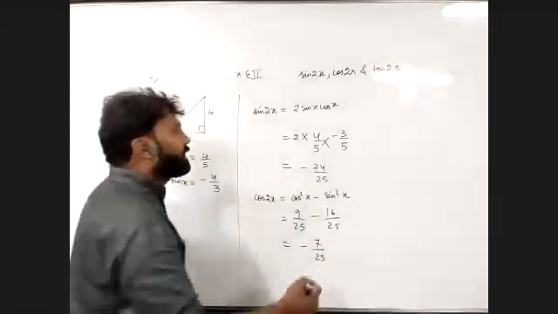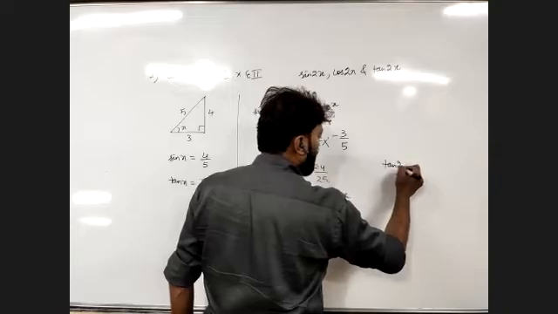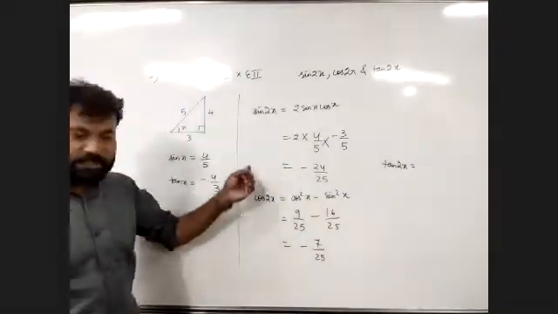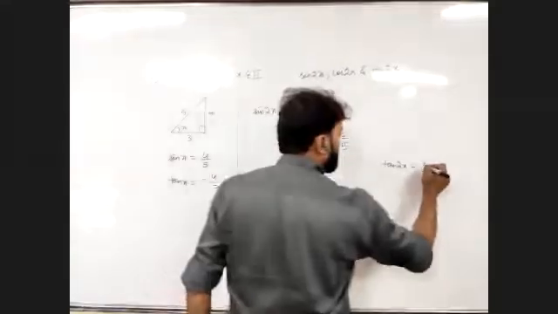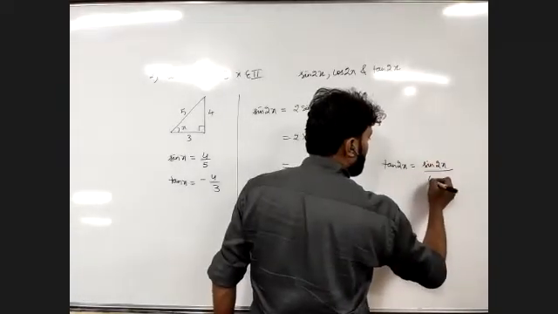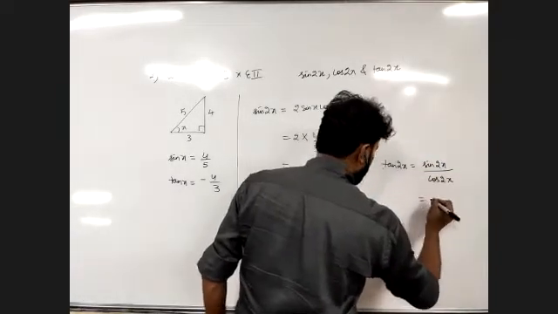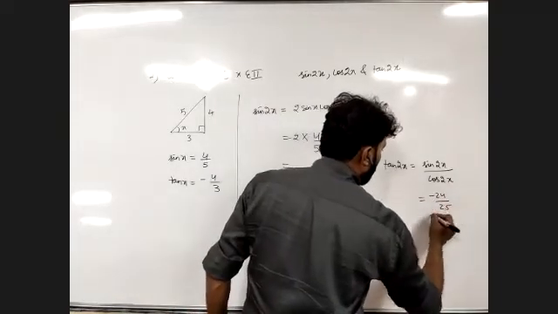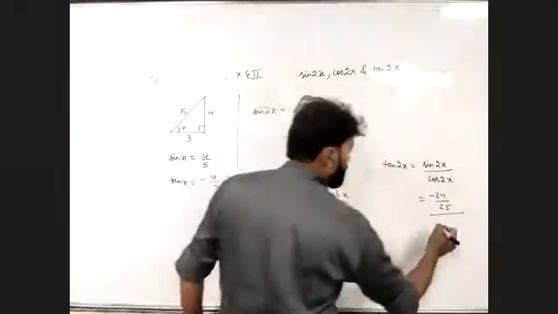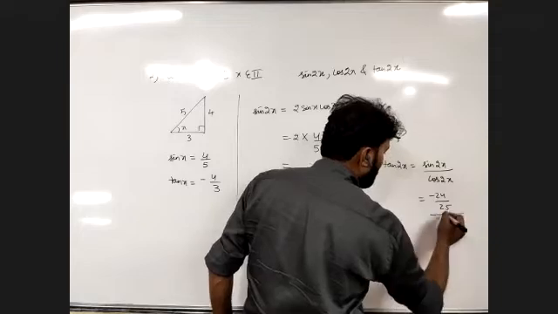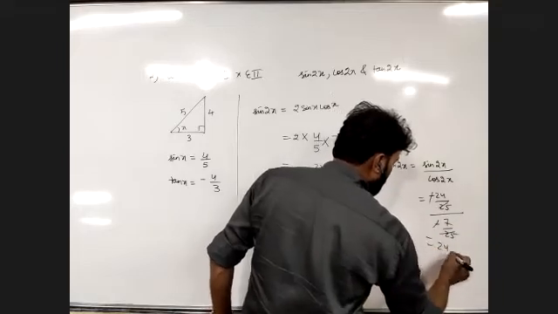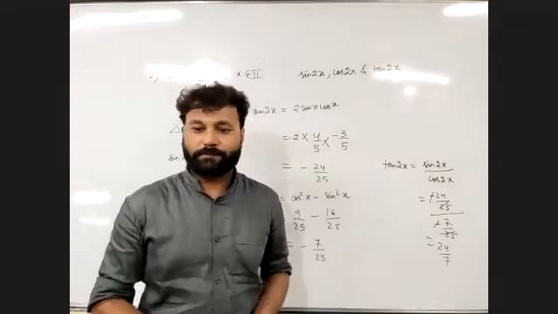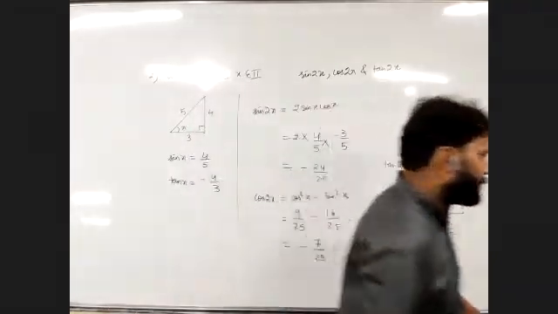That's cos 2x. Now we need to find out the value of tan 2x. We don't need any other formula for tan 2x because we got sine, we got cos. Tan 2x is sine 2x over cos 2x. So sine 2x is minus 24 upon 25, cos 2x is minus 7 upon 25. The 25 and the negative cancel. The result is 24 upon 7. I hope this one is clear. Note it down quickly, please.